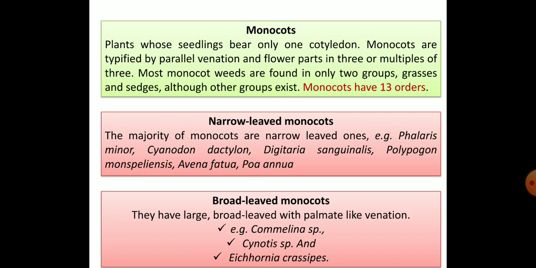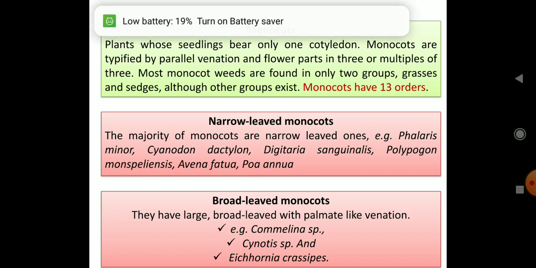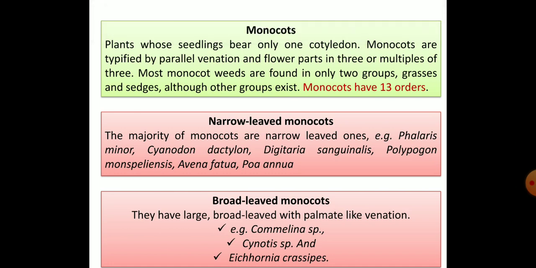But what you need to stress on is broad-leaf monocots. Yes, we do have broad-leaf monocots. They have large or broad leaves with palmate-like venation. So you need to remember, like I have ticked, Commelina species, Cyanotis species, and Eichhornia crassipes. Eichhornia crassipes is also known as the water hyacinth.